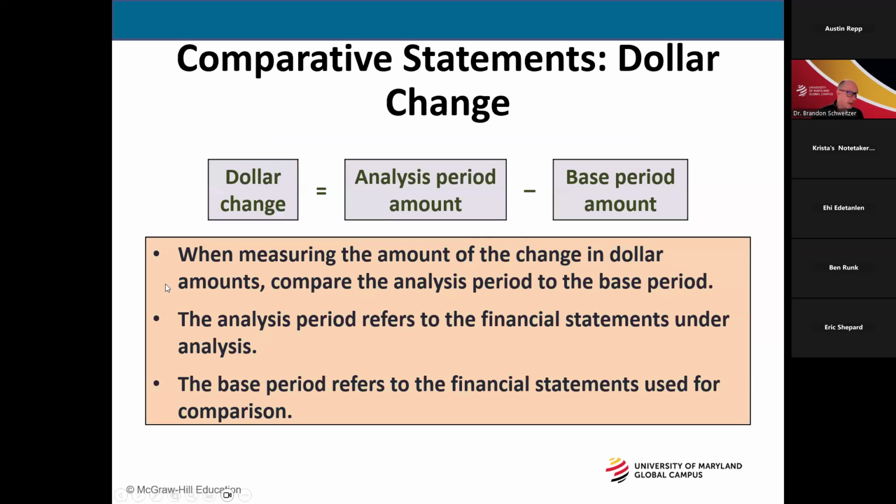The way that I do that is through a formula. And I do it either expressed as a change in dollars or a change in percentage. When I express it as a change in dollars, I take the analysis period amount, so 2024's amount, minus the base period amount, 2023 or 2022. When measuring the amount of the change in dollars, we compare the analysis to the base period. So what's the difference between 2024's dollar amount and 2023's? That's really it. It's very, very straightforward.